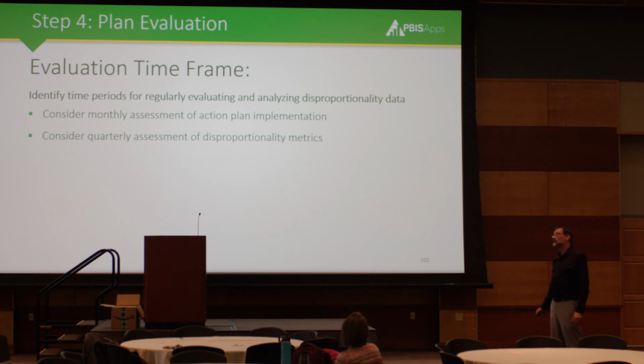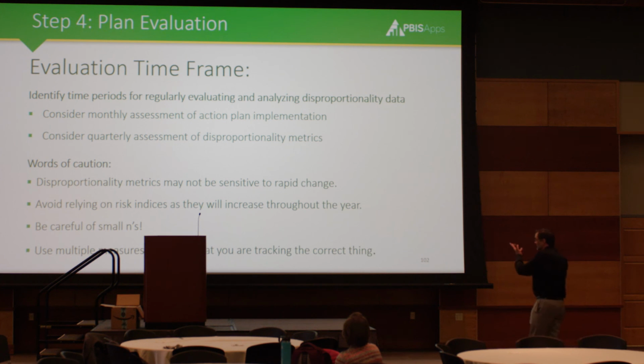It will be slow to move. Metrics may be resistant to rapid change. Don't rely just upon that risk index because it starts at 0 and will get bigger as the year goes throughout. Be careful of those small n's that we talked about, 6 compared to 300. Use multiple measures so that we make sure that we're covering it in a bunch of different ways.